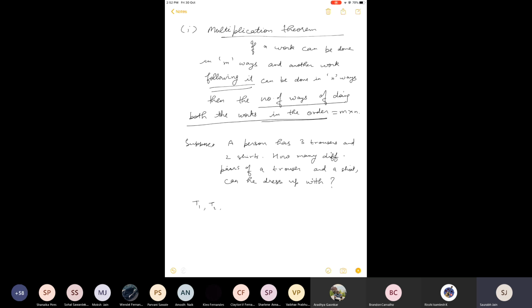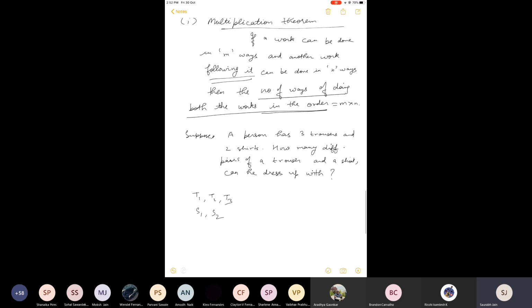Suppose trousers have these names T1, T2, and T3: first trouser, second, and third, like that. Okay. We have two shirts. Let me name them S1 and S2. We usually differentiate between shirts through their colors or whatever. Here I am giving the names, just to make it simple.